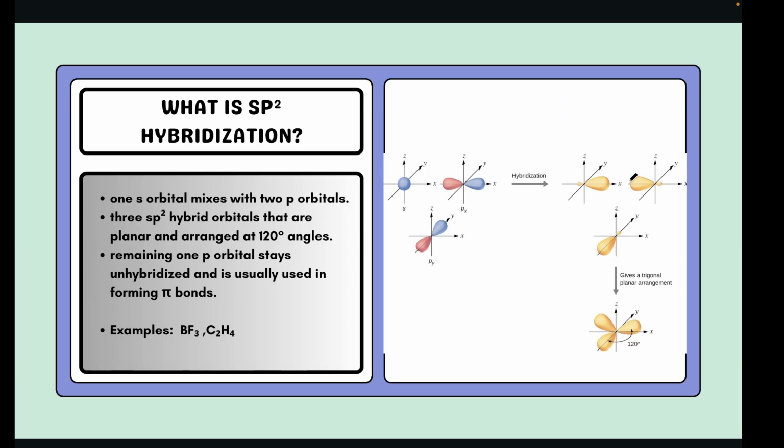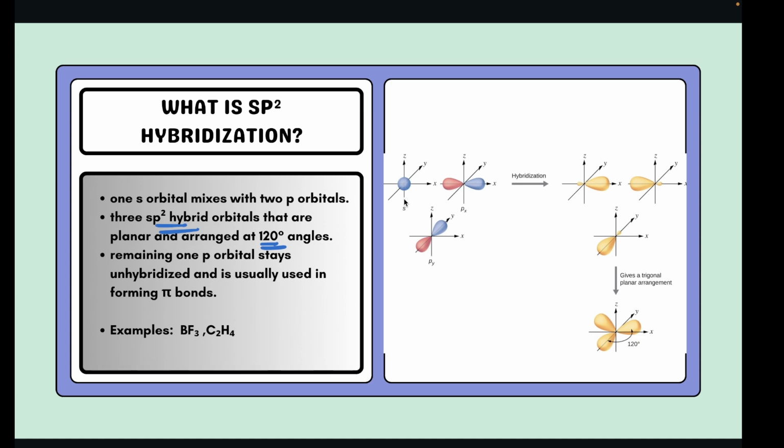Next is sp2 hybridization. It is formed by mixing 1s and 2p orbitals, which produces sp2 hybrid orbitals, which are planar and arranged at 120-degree angles. The remaining p orbital stays unhybridized, and it is usually used in forming pi bonds, if needed.